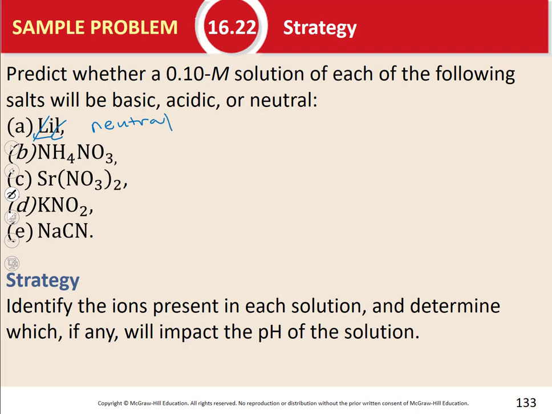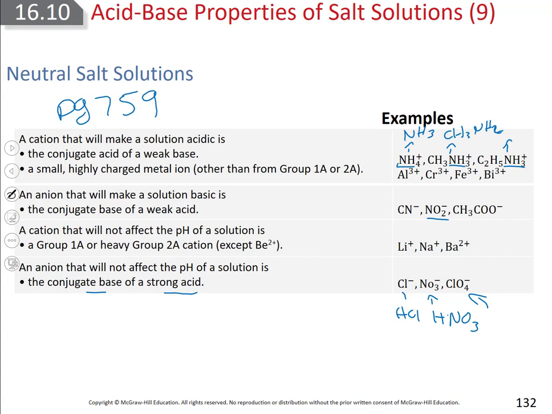Ammonium nitrate. Which one will affect the pH, the ammonium or the nitrate? Ammonium will affect the pH. Why will nitrate not affect the pH? Good, it's the conjugate base of a strong acid, nitric acid. So ammonium is the conjugate acid of a weak base, so it will affect the pH. So is this solution going to be basic or acidic? Acidic, good, because that is a strong conjugate acid. So this will be acidic. It is in this category, right here. It is a conjugate acid of a weak base, therefore it makes an acidic solution.